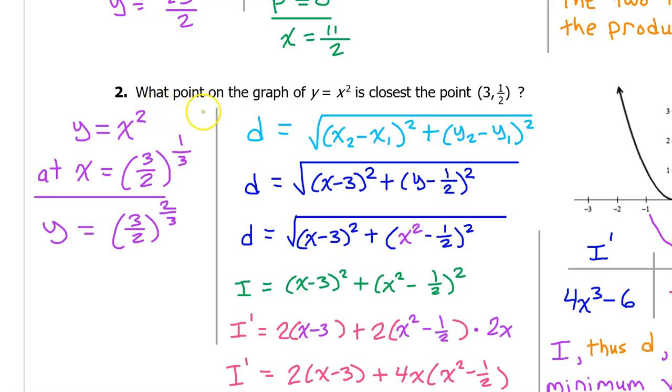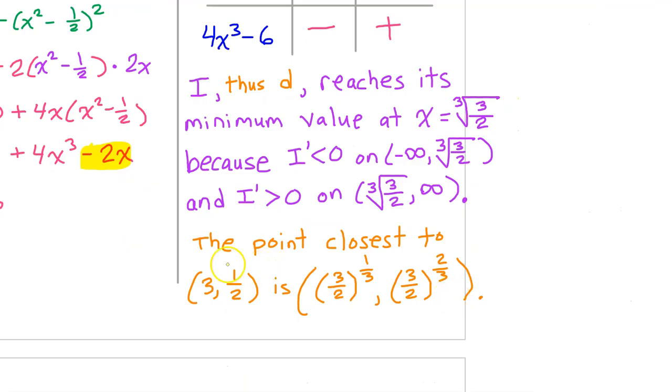Make sure you answer the actual question with a closing statement. We are supposed to find the point on the graph of y equals x squared that is closest to the point 3, 1/2. So here's our closing statement. The point closest to 3, 1/2 is 3 over 2 to the 1/3 power, 3 over 2 to the 2/3 power.